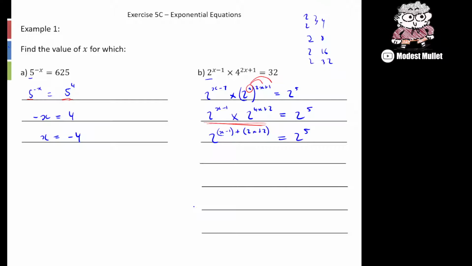And now we have two bases that are exactly the same, and we can let the two indices, exponents, equal each other. So we're going to get x minus 1 plus 4x plus 2 is equal to 5. So let's simplify this. We've got 5x plus 1 is equal to 5. 5x is equal to 4. So we get x is equal to 4/5.